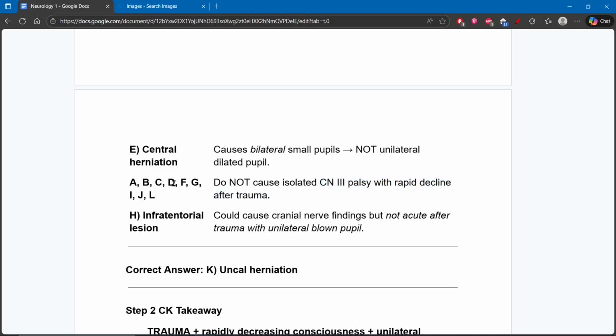But there are other options such as central herniation. Now, what does central herniation cause? It causes bilateral small pupils, not a unilateral defect. And there is also infratentorial lesion. They could cause cranial nerve findings, but it is not acute after a trauma with a unilateral blown pupil. I'm going to show you the different herniations in a minute. I have a good illustration for it, but this is how you cancel out the options and get there.